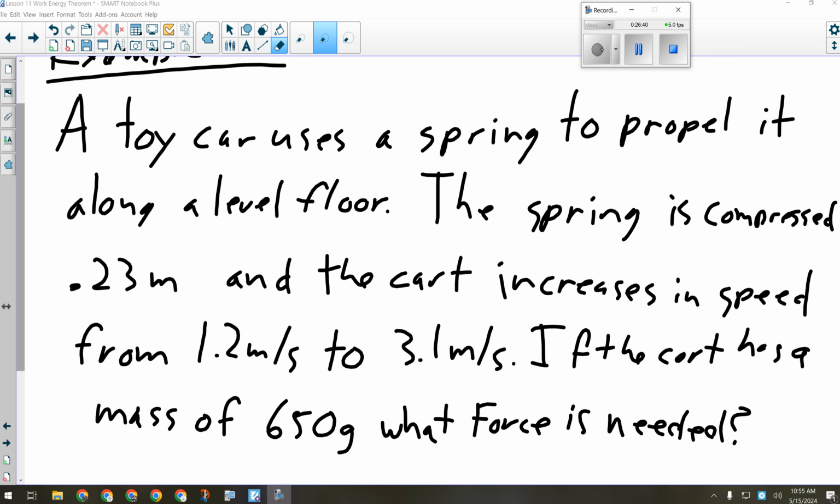If the cart has a mass of 650 grams, what force is needed? What's the twist in this question? It's in grams. What does it need to be in? Kilograms. A newton is a kilogram meter per second squared. A joule is a kilogram meter squared per second squared. Kilograms is the mass. Always, always in kilograms when you're dealing with energy and force. So, how many kilograms in 650 grams?